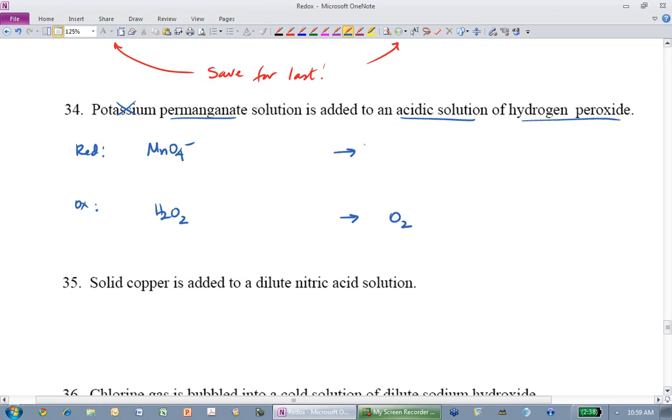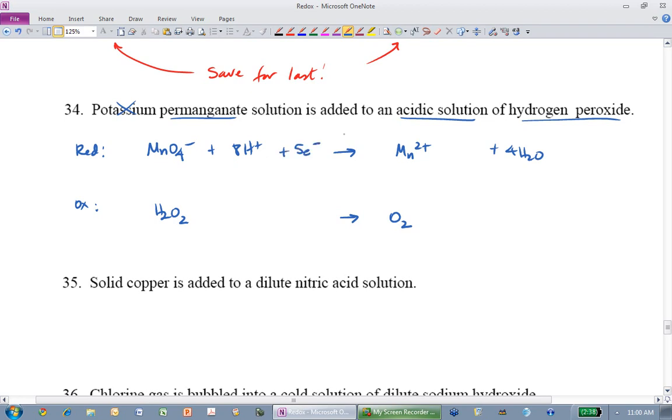That's the bubbles. And then Mn2+. Okay, so let's look at the reduction half first. I need 4 waters. And this looks familiar, doesn't it? 8 H+. What's the total charge on the left? +7. What's the total charge on the right? +2. So I need 5 electrons.